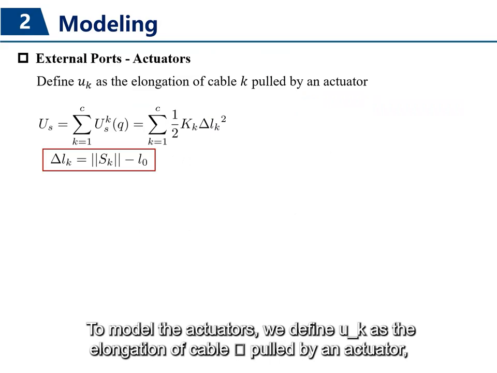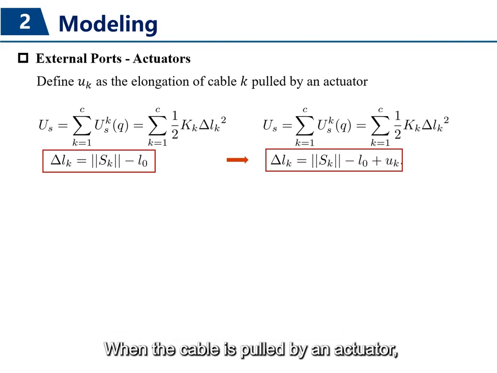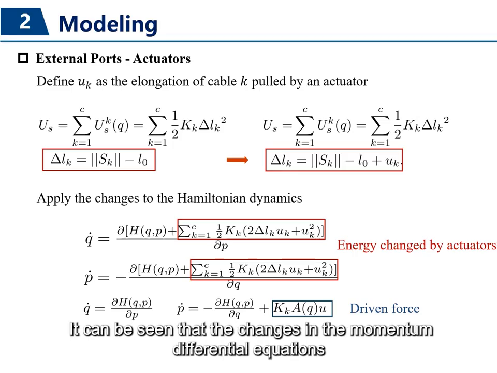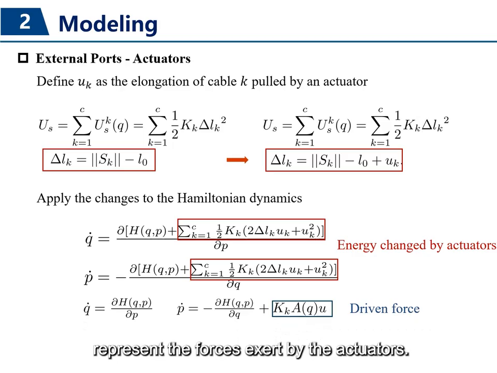To model the actuators, we define UK as the elongation of cable K pulled by an actuator. When the cable is pulled by an actuator, the elastic potential energy changes. Apply the changes to the Hamiltonian dynamic equations. It can be seen that the changes in the momentum differential equations represent the forces exerted by the actuators.